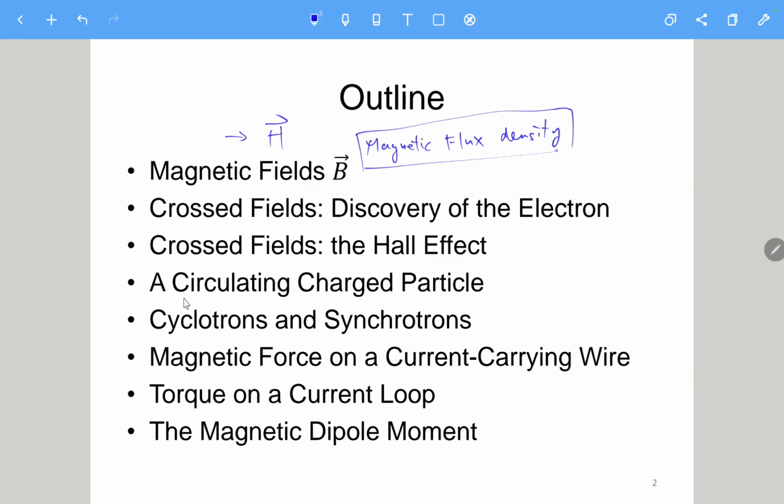And then we will talk about the circulating charged particle, and then the particle accelerator, and then magnetic force on a current carrying wire, and then the torque, and then the magnetic dipole, which is quite similar to the electric dipole, but it is a magnetic dipole.